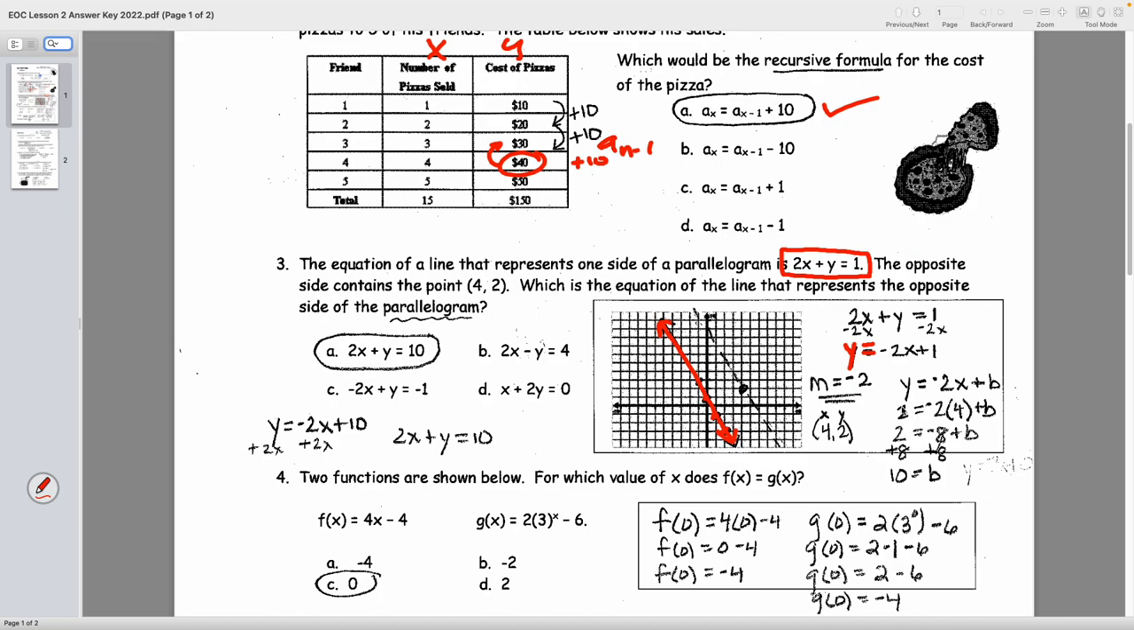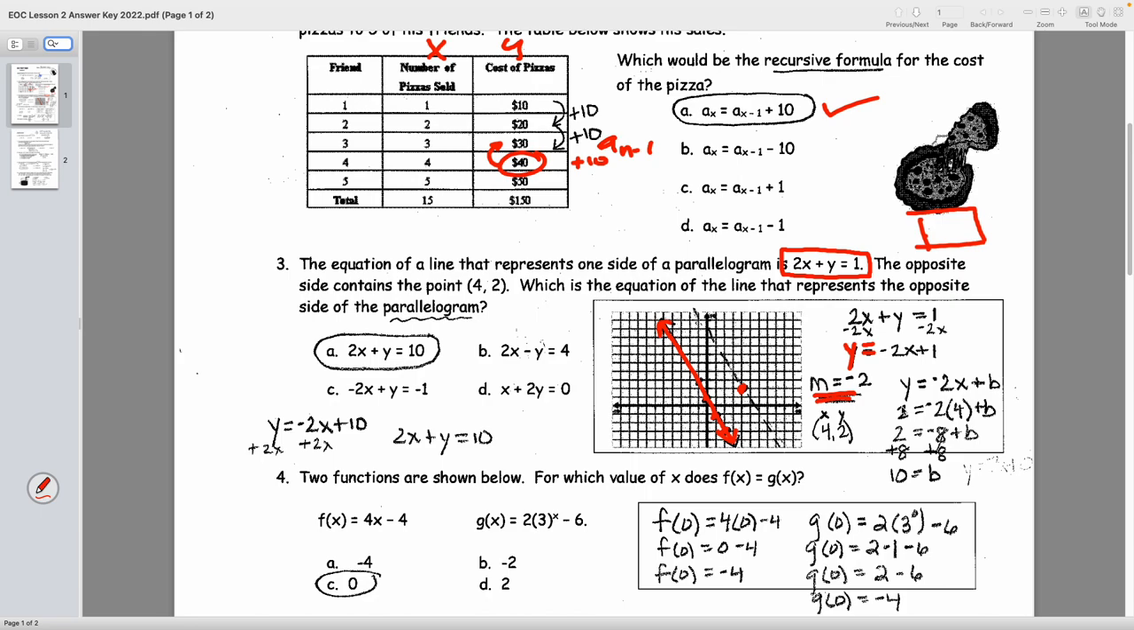Now, they tell me that that represents one side of a parallelogram. The opposite side of a parallelogram, meaning on a parallelogram, right, opposite sides are parallel, right? Top and bottom would be parallel, and the sides would be parallel. So the opposite side had to go through the point 4, 2, so I plotted the point 4, 2. Well, I knew that if they're parallel lines, slopes would have to be the same.